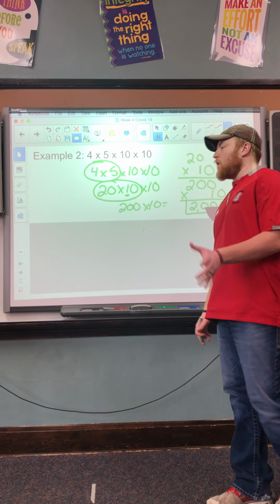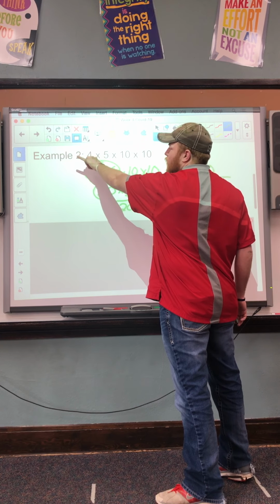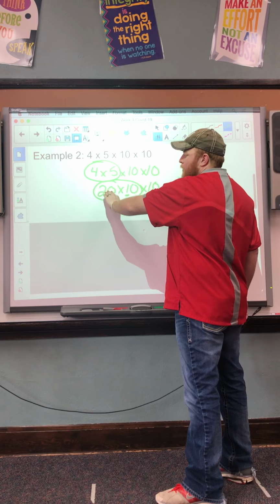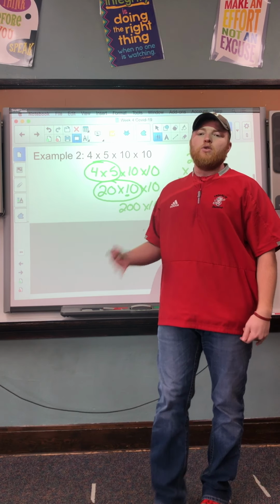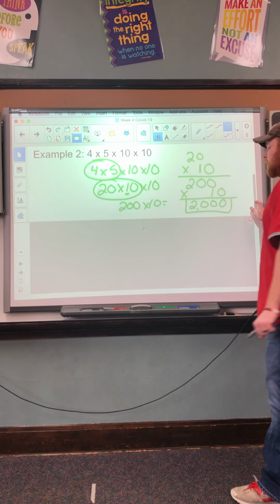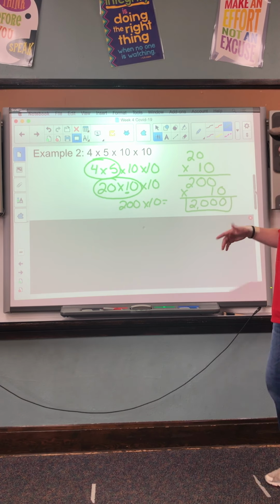Okay, biggest thing with this, boys and girls, is you start on the way left, figure that out, and then drop it down and drop down everything you haven't used yet. Okay, multiplication facts are going to be key on this one. Okay, that's it with multiplying more than 3 factors.